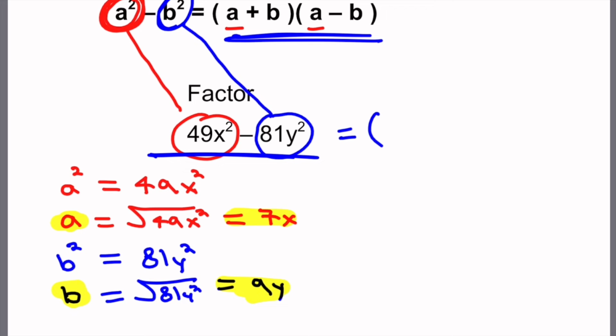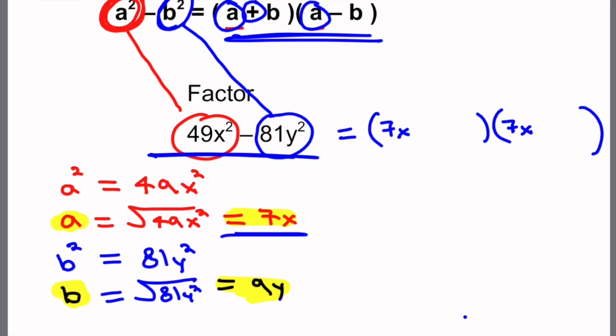We can make our brackets. We're going to put a first in both brackets. So we know our a value is 7x. So we're going to go 7x there, 7x there. And notice each bracket, one has a plus, one has a minus. So we can go plus, minus. And again, technically the order there does not matter. You can flip them if you really want to.